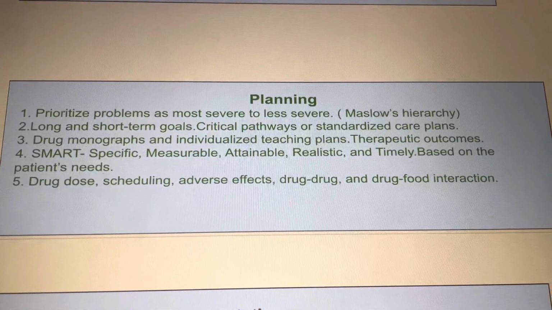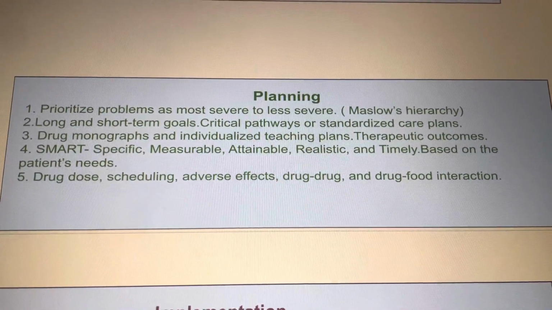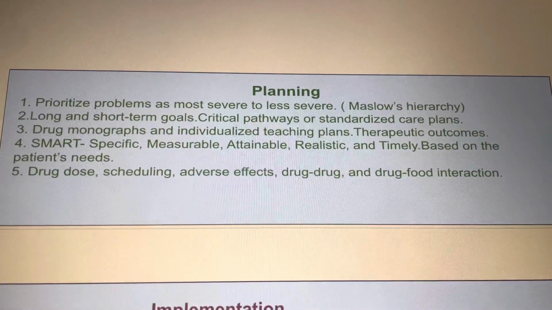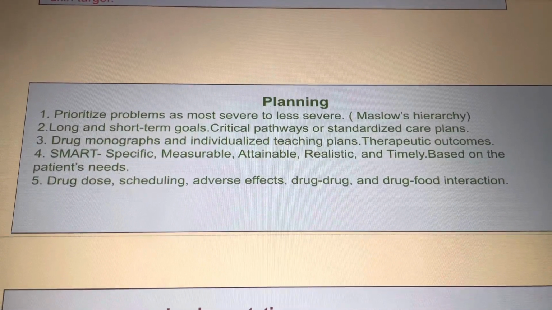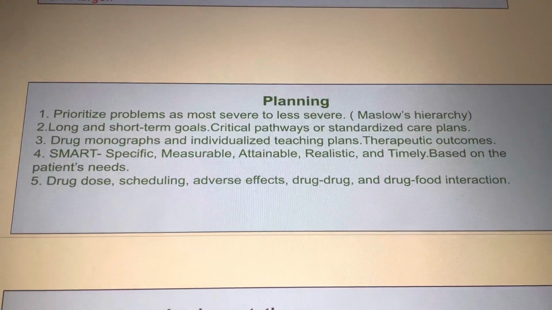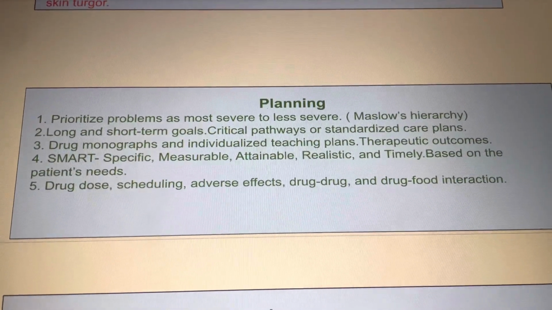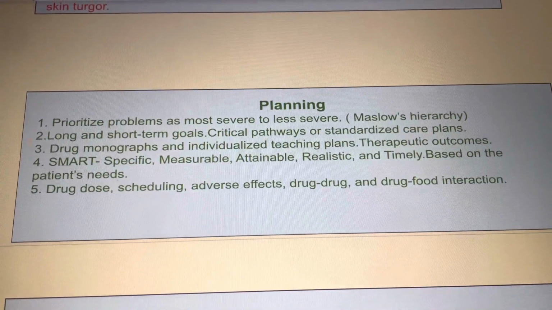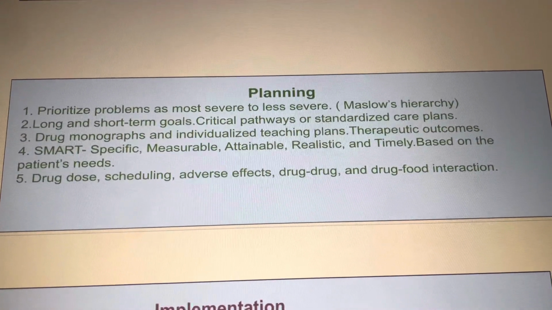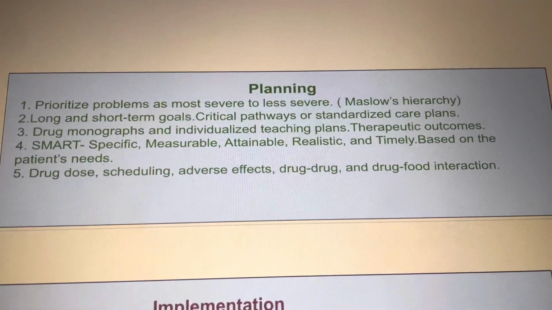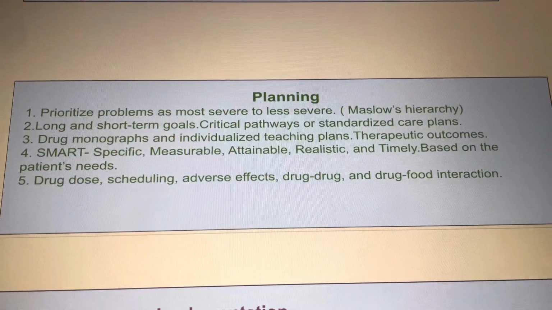And for the pharmacology, because we are talking about the nursing process in pharmacology, we need to see the drug monographs, all the details about the drug, and make sure we make individualized teaching plans that have therapeutic outcomes, because we want therapeutic outcomes. We have a goal: we want the patient to attain the best possible functional level, and we need to check that. We can also follow SMART, which means specific, measurable, attainable, realistic, and timely. So we have to be sure our goal is realistic, and we can take all these factors into consideration while planning.